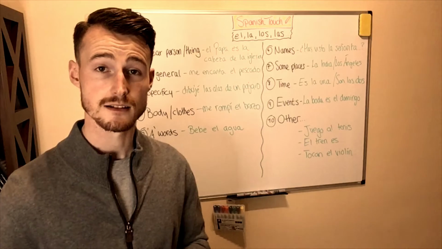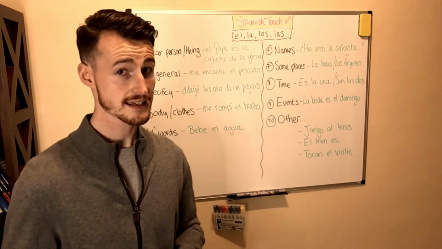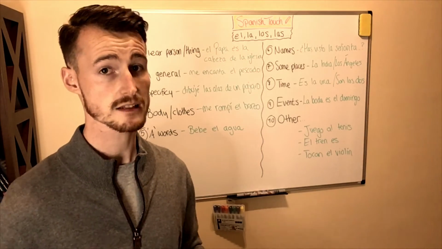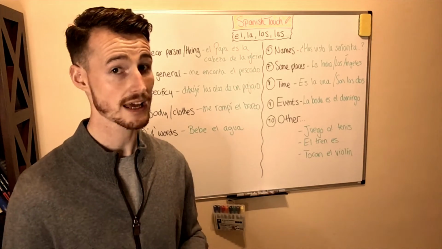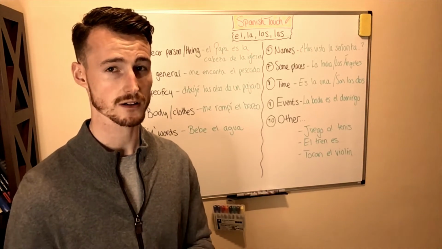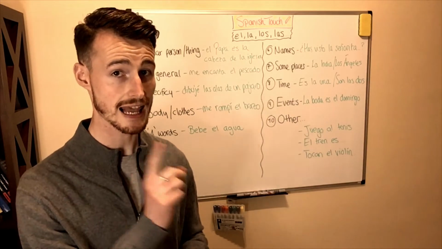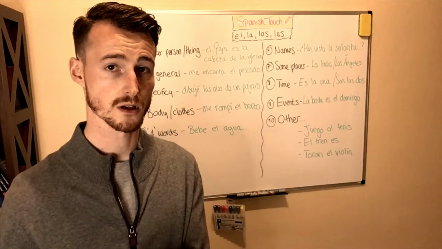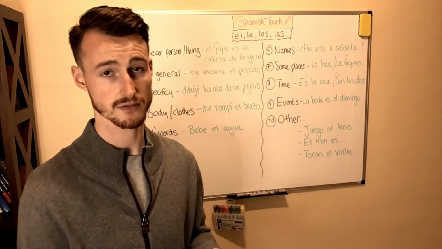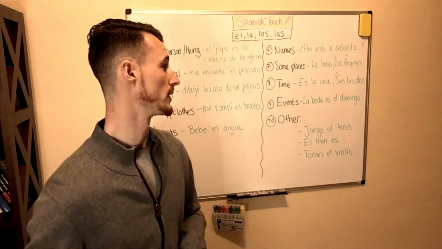Number 8, when we're telling the time. ¿Qué hora es? What time is it? Es la una. It is 1 o'clock. What time is it? ¿Qué hora es? It's 2 o'clock. Son las dos. Okay, so when we have more than one, it is plural. If it's 1 o'clock, es. If it's 2 o'clock, son.